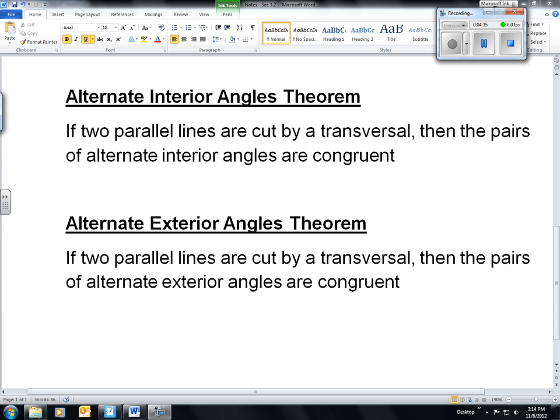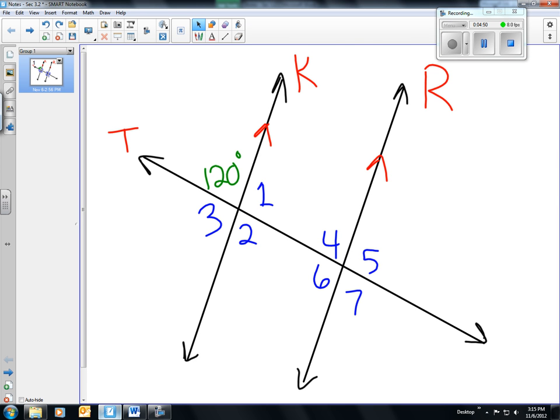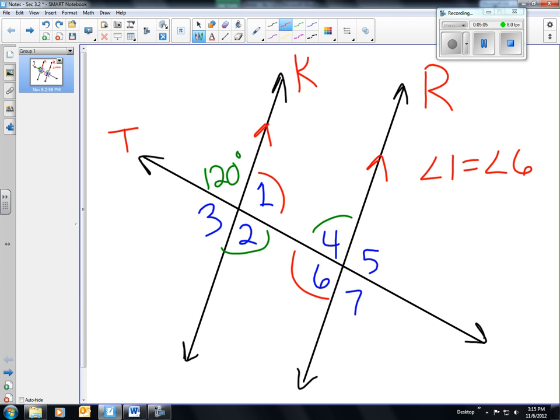Okay, next we're going to talk about the alternate interior angles theorem. So again here, we have to have two parallel lines cut by a transversal, and then the alternate interior angles are congruent. So in this diagram, the alternate interior angles would be angles 1 and 6 or angles 4 and 2. Those are the alternate interior angles. And what we can say then is angle 1 is congruent to angle 6, or angle 2 is congruent to angle 4. So that's what the theorem there is saying.